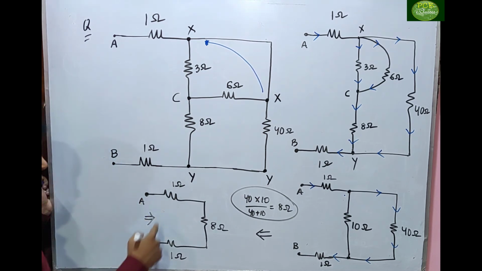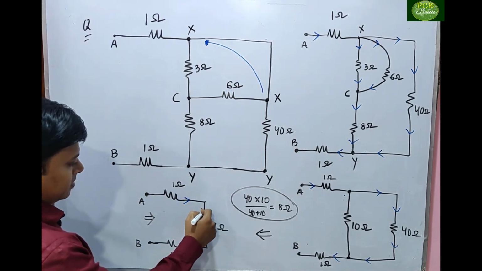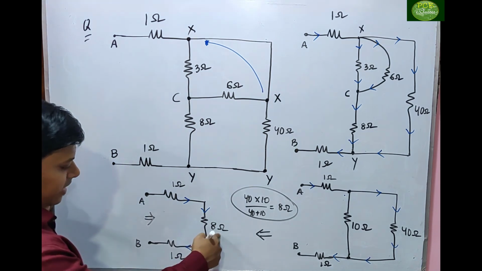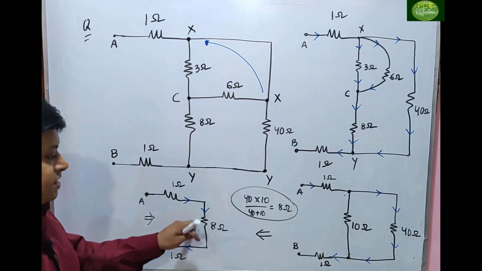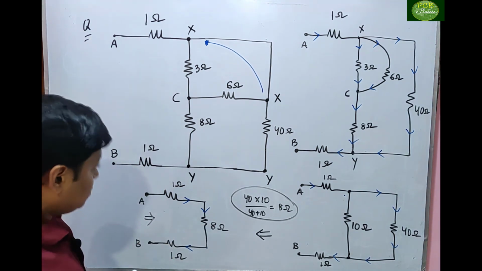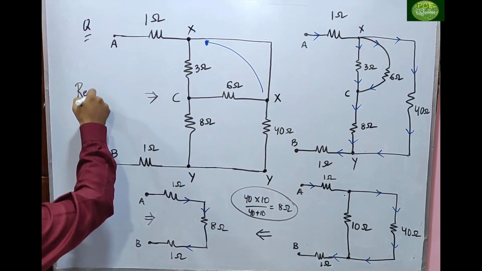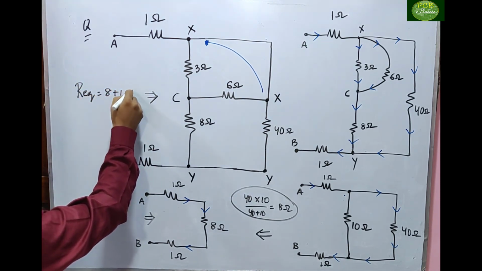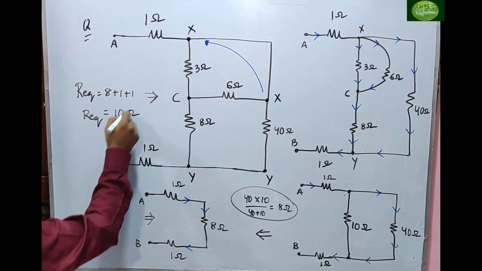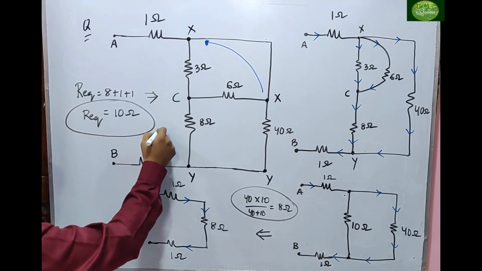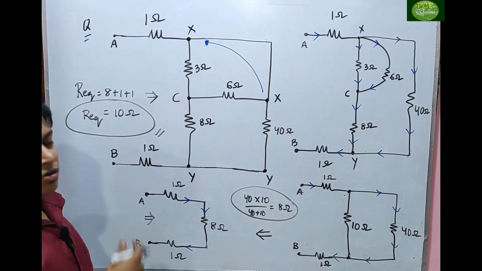So what is the R equivalent here? Current direction, again current enters, current in 1 ohm, 8 ohm and this 1 ohm are same, they are connected back to back, so it is said to be in series. So what will be the R equivalent here? R equivalent will be equal to 8 plus 1 plus 1, that is 10 ohm. This is your answer. Fine, you can make a note of it.